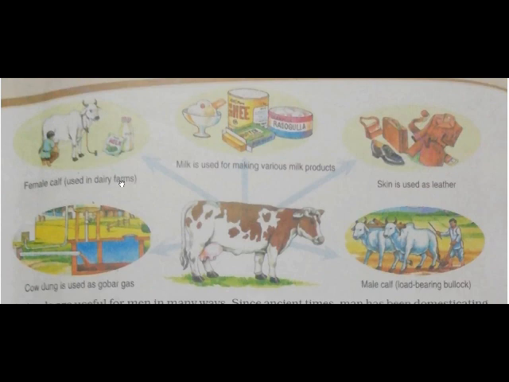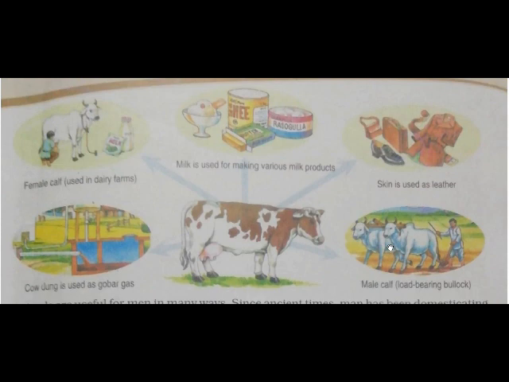As you can see, female cow, why are we using this female cow? For getting milk. Milk is used for making various products. Skin is used as leather. The skin of cows and other different animals is used for making leather products. Then cow dung is used as gobar gas. The cow which we are using in the farm can give us cow dung, and this cow can also be used for doing some work in the paddy fields. It is used as a bullock.